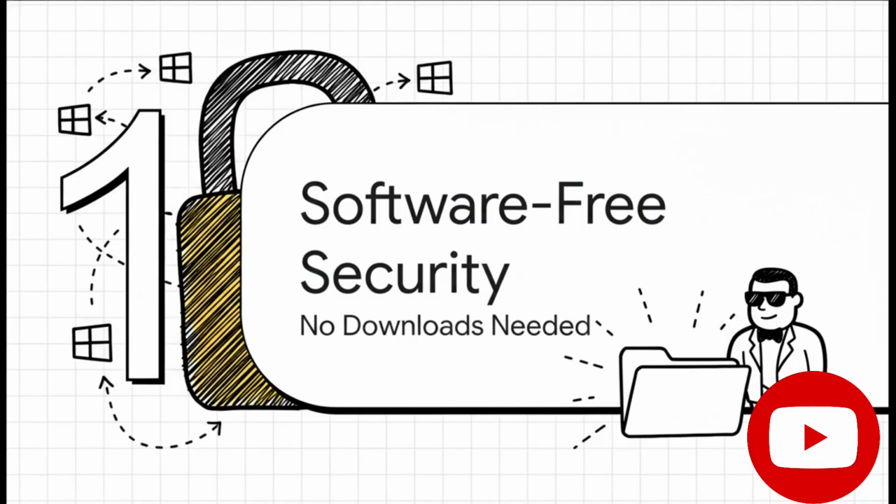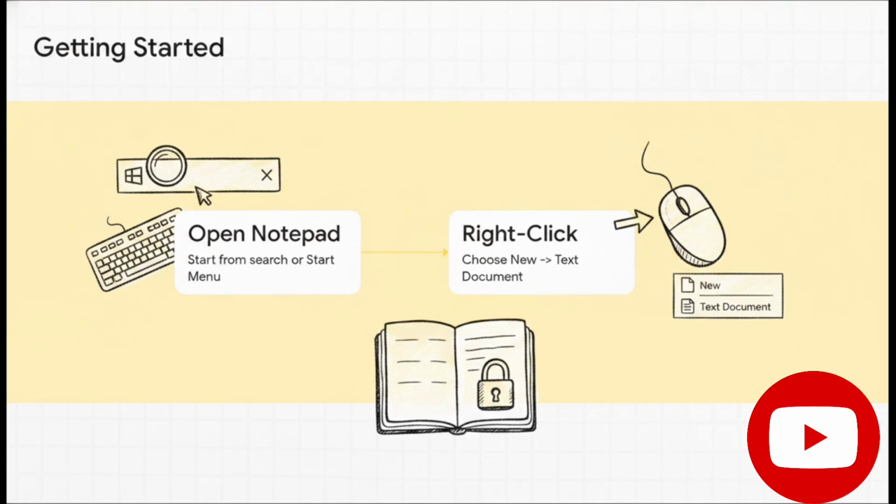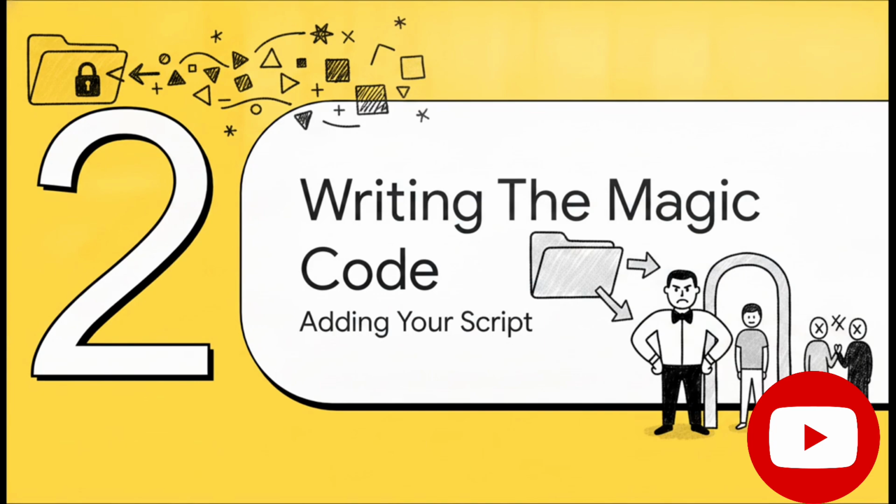All right, Section 1, the software-free security secret. Let's get to it. To kick things off, just head over to your Windows search bar and type in Notepad. Or, if you prefer, simply right-click right inside the folder where you want your secret vault to live, select New, and then Text Document. Believe it or not, this completely blank page is the entire foundation of our security system.